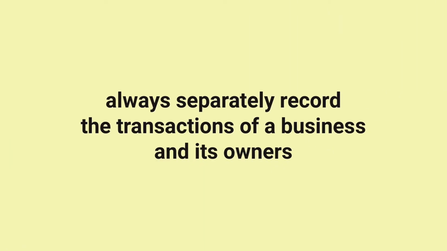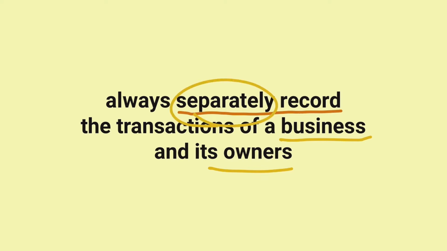Separate entity means that one should always separately record the transactions of a business and its owners. Let's break it down. There are two important concepts in this definition. First is to separately record, and the second is that the transactions of a business and its owners are separately recorded. Going back to the word itself, separate entity, it means the entities are two different things.